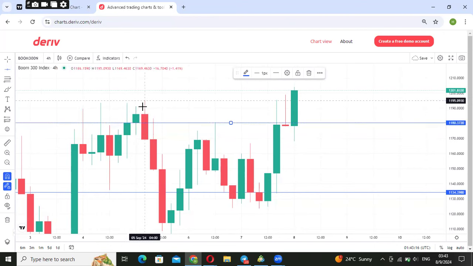If you check clearly, it moved like this, then pulled back and reached that area again. What happened next? It started to sell hard. Check the movement. So you should try this strategy, guys. It's one of the best. You should try it. So now I'm shifting to another thing.